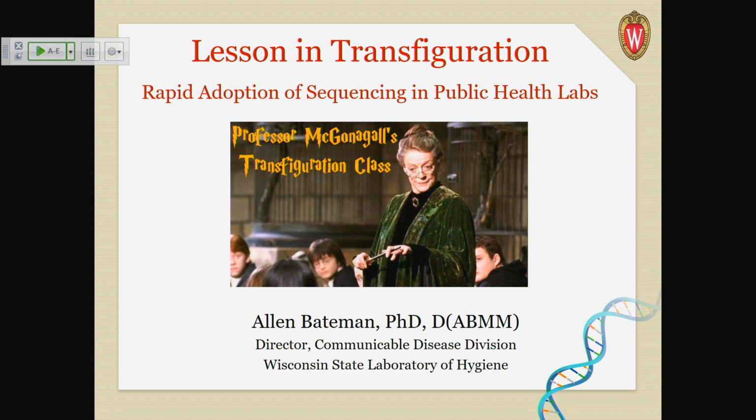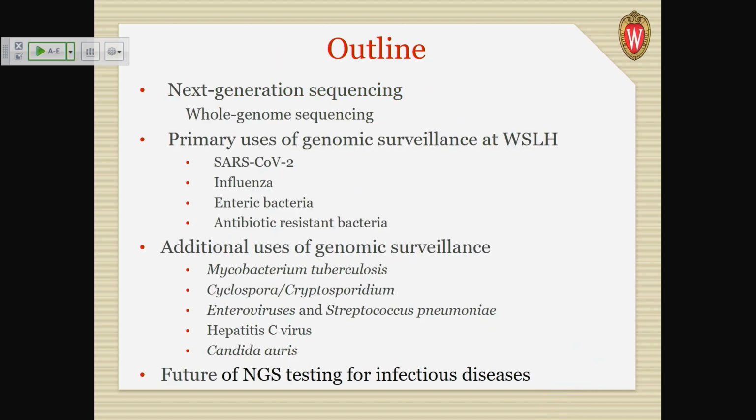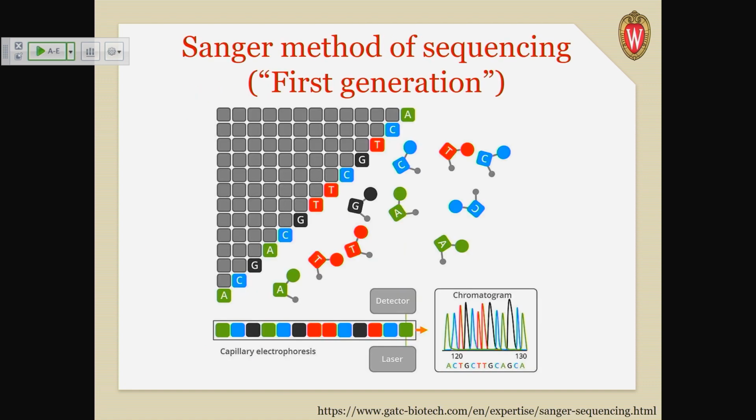All right, so I'm going to be talking about next-generation sequencing and the rapid adoption of sequencing in public health labs, and specifically at the Wisconsin State Lab. First, I'm going to start out with a general overview of next-gen sequencing. I'm just going to walk a little bit around to talk to each side. Then I'll talk about next-generation sequencing as a technology and the main use that we use it for, whole genome sequencing, so sequencing the whole genome of pathogens. Then I'll talk about the primary uses, things we've been using this sequencing for many years, additional uses, and then a little bit of thoughts about the future of NGS.